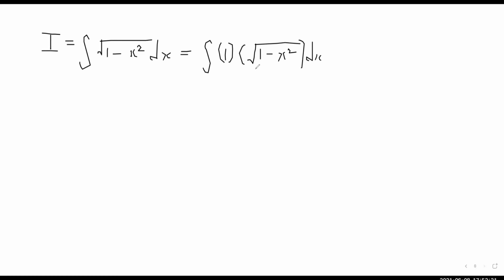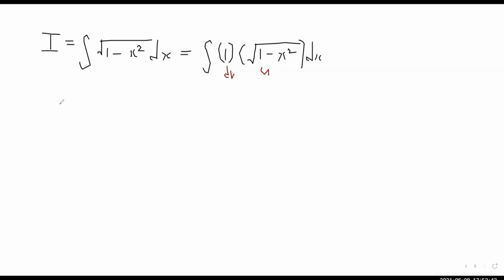We're going to think of this as our u and this as our dv. You might say, sir, why the 1 as dv? Don't choose 1 as u, because when you differentiate 1, you get zero. And if you differentiate something and get zero, that can throw off the whole answer. So it's better you put the u as this one. That's how we're going to do it.